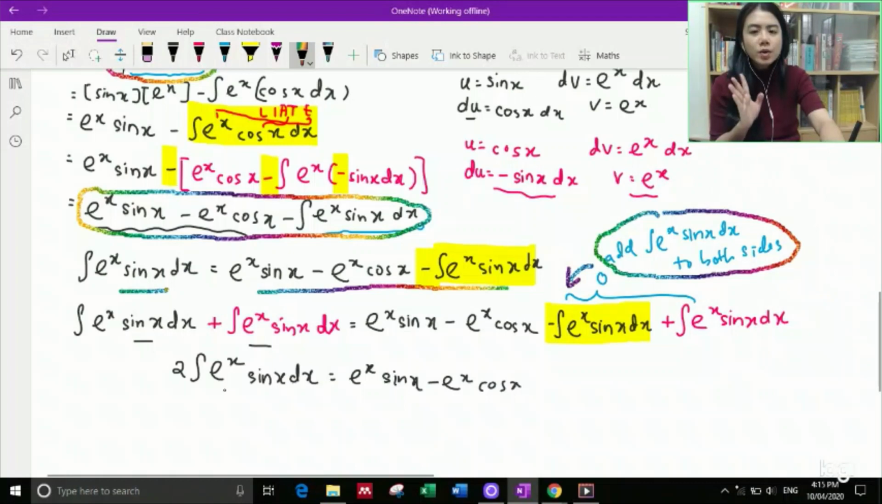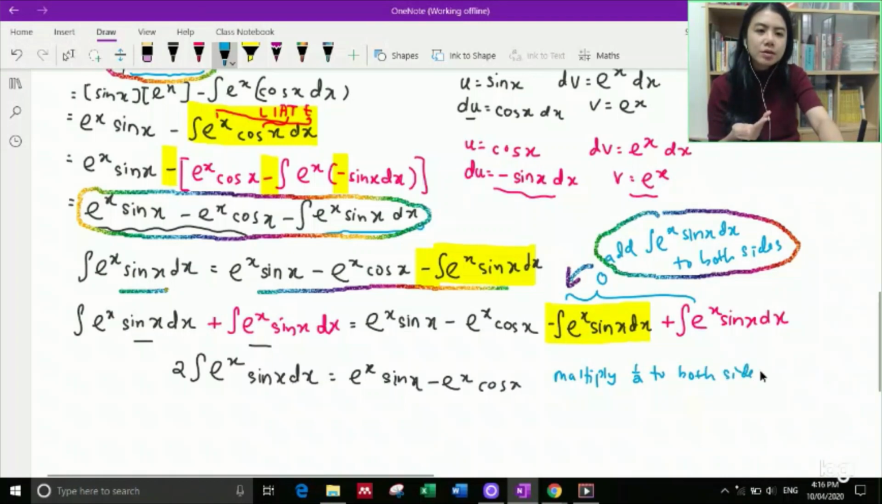So what we are interested in is actually just the integration. We don't want the 2 in front of the integration. What we can do is multiply both sides by 1 over 2. So you multiply 1 over 2 to both sides. If you multiply 1 over 2 to the left hand side, what happens?